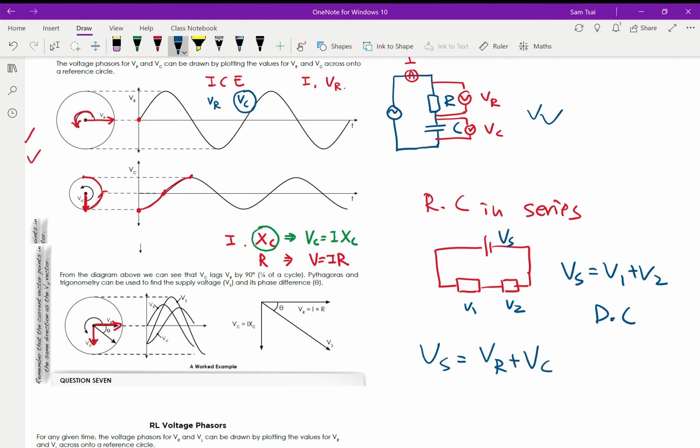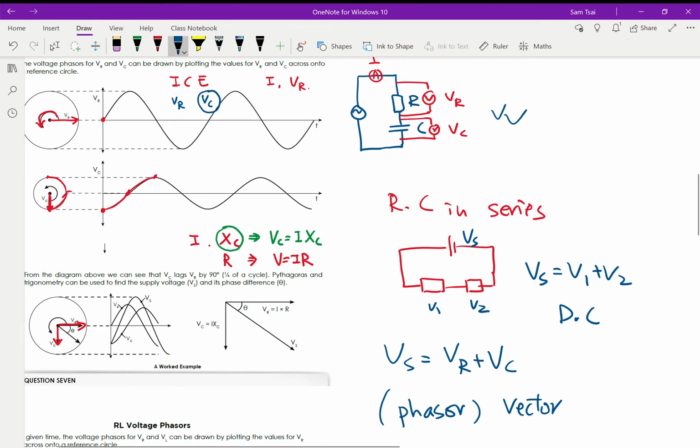But the difference now is they are not just numbers. They are changing directions. So when we add them together, we should add phasors. And you know phasor is a vector. So you are adding vectors together. And how do we do that?